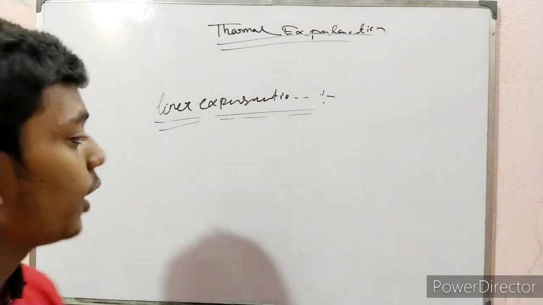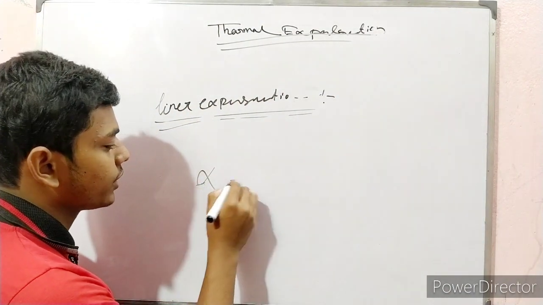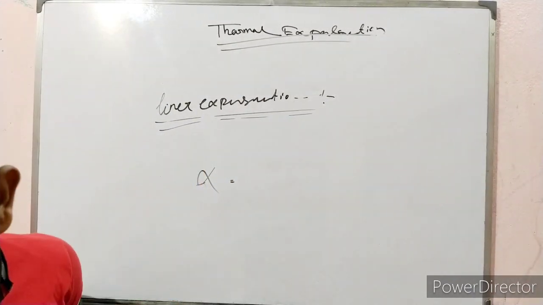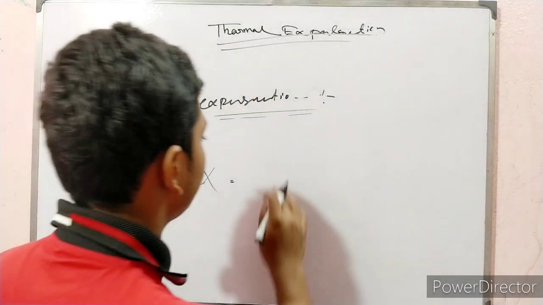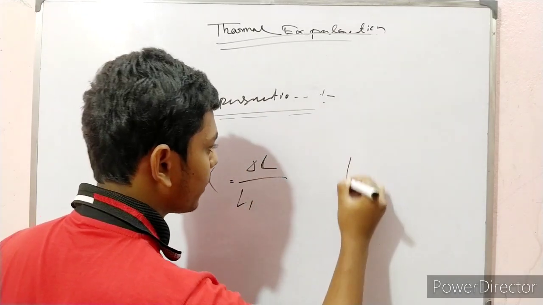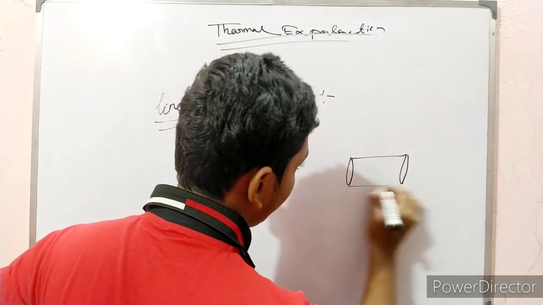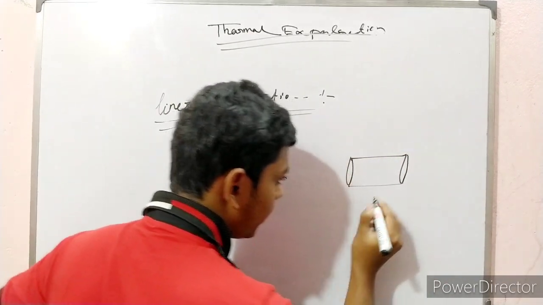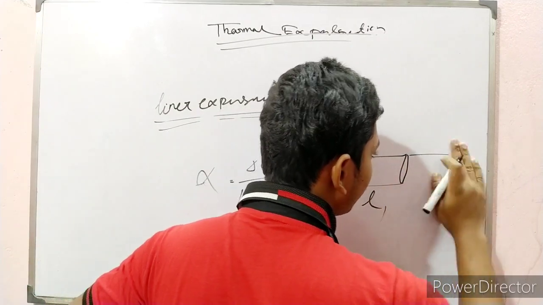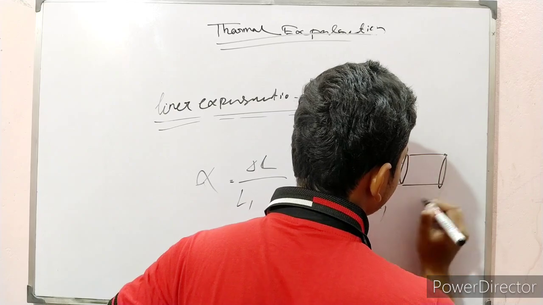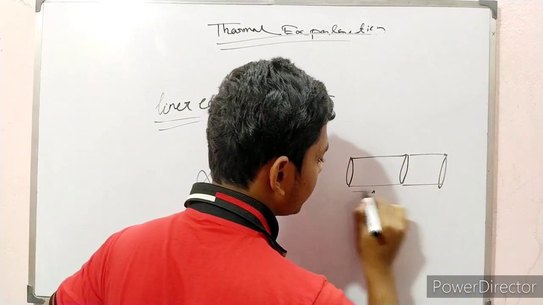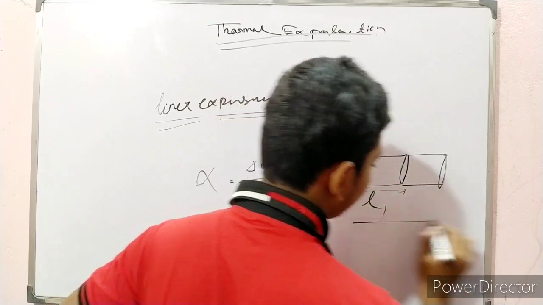Coefficient of linear expansion, I will write here, the coefficient of linear expansion is alpha. Alpha is the change of length divided by the original length L1. Now I will draw a diagrammatic picture here. The length of this rod is L1, and I will give some heat to it, and the changed length is L2. Means at first the length is L1, and after the change the length is L2.